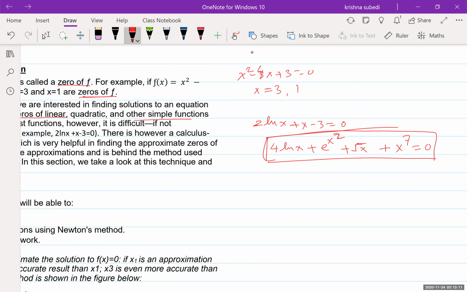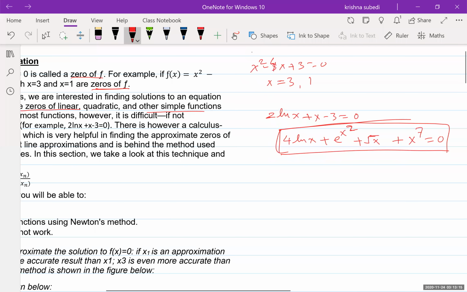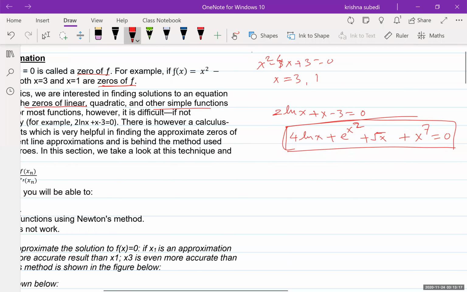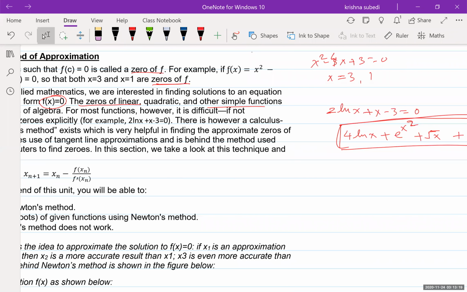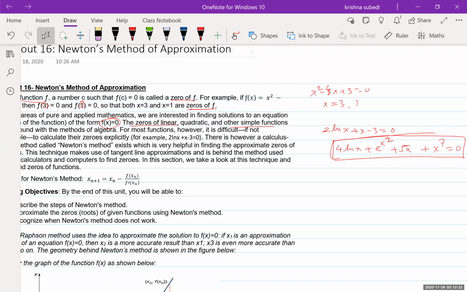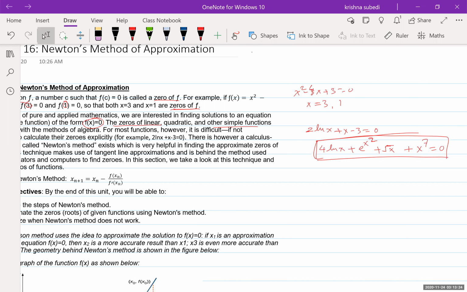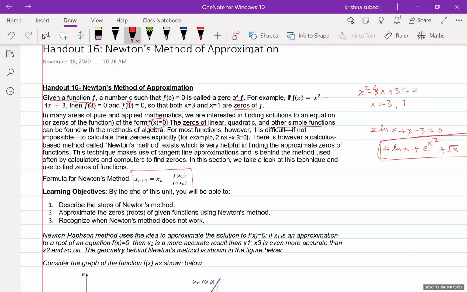So today we learn a technique that's called Newton's method, which allows us to solve any kind of equation, okay? We will be able to find the approximate value no matter what kind of equations we are given. And here is the formula for Newton's method. x n plus 1 equals x n minus f of x n over f prime of x n.